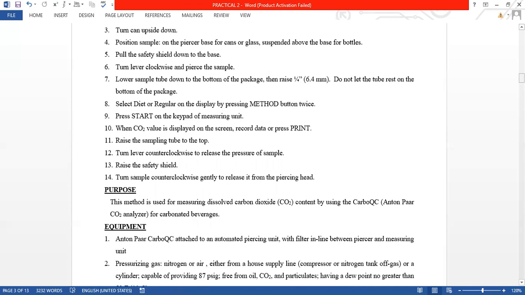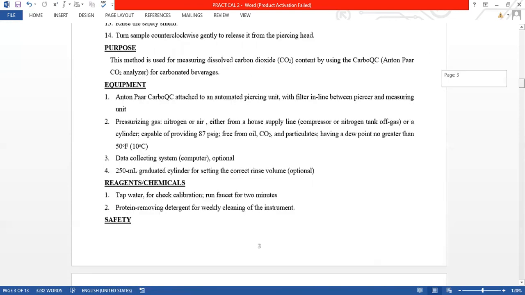When the carbon dioxide value is displayed on the screen, record the data or press print. Raise the sample tube to the top. Raise the shield to save yourself.